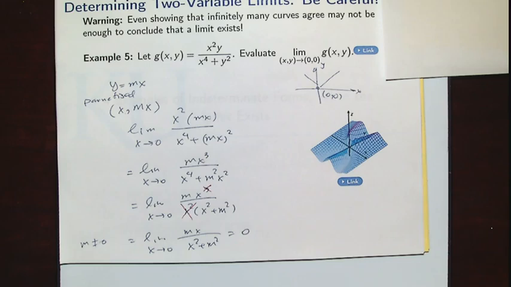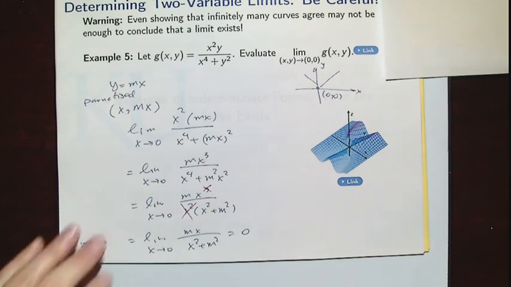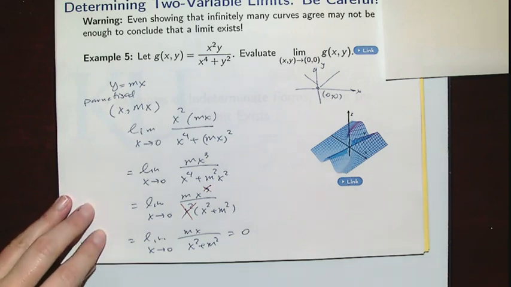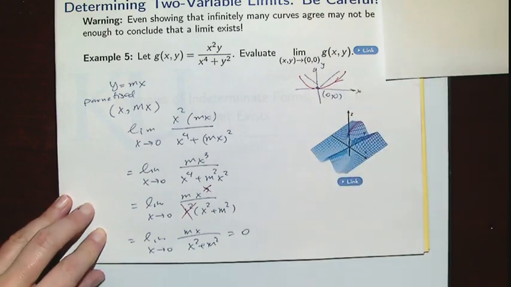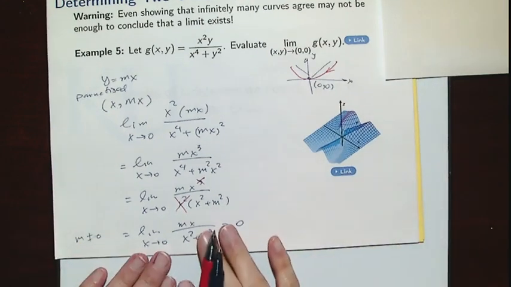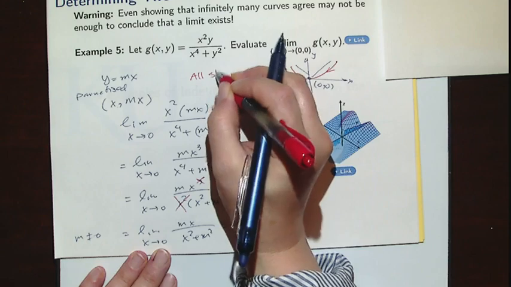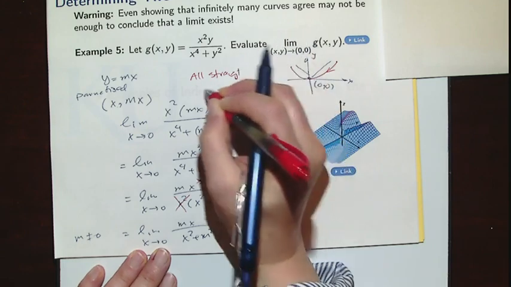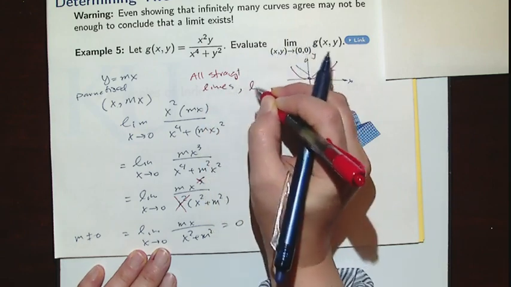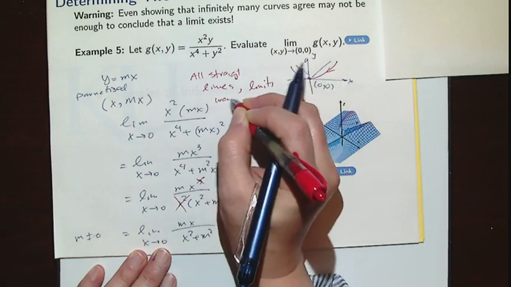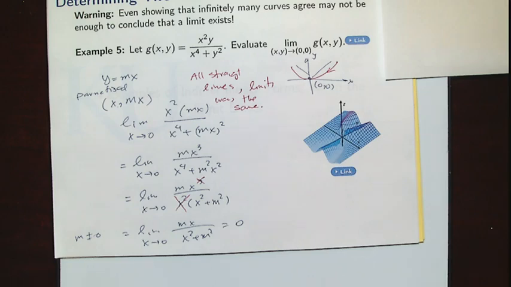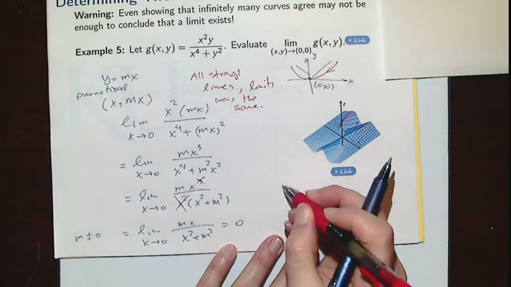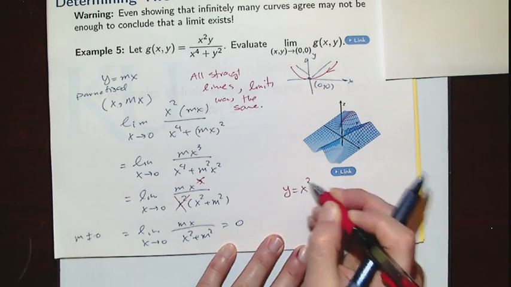So who said y equal to x squared last time? Say it again, Alex. So we're going to choose y equal to x squared this time, this path. All of these, all straight lines, limits was the same. It did not help me. Now I'm going to choose this path, y equal to x squared.